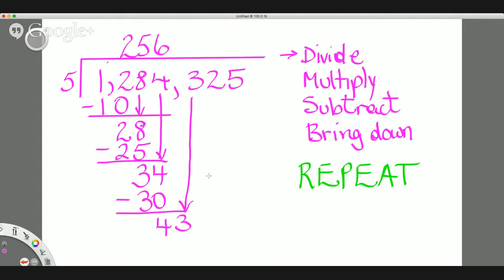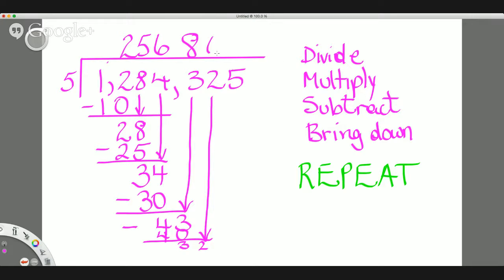43 divided by 5. 5 can go into 43 8 times, right? And 8 times 5 is 40. So we get 40. Subtract, right? That's the next step, subtract. And 43 take away 40. So 3 minus 0 is 3, and 4 minus 4 is 0. And then the next step says, after you subtract, bring down. So we bring down a 2. Then we go back up, divide.